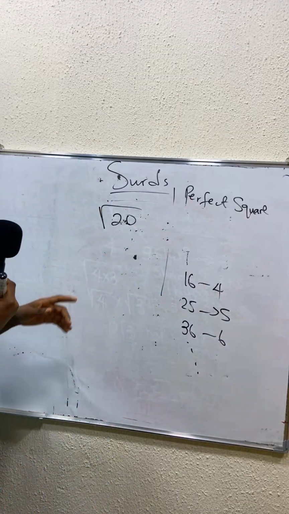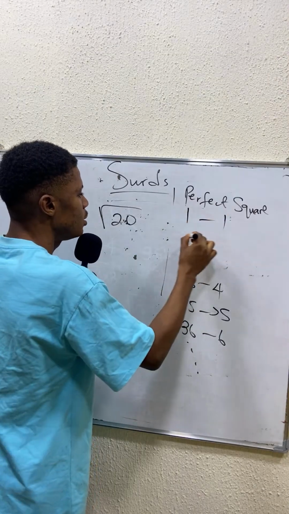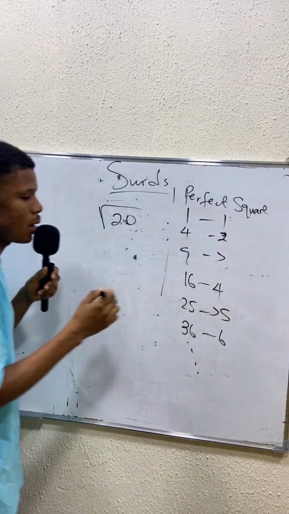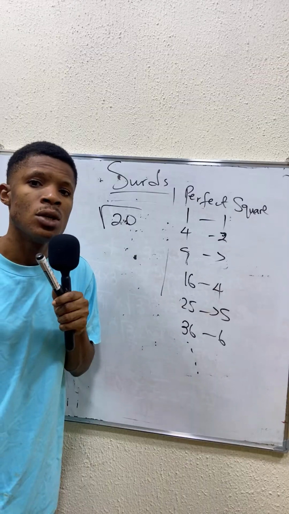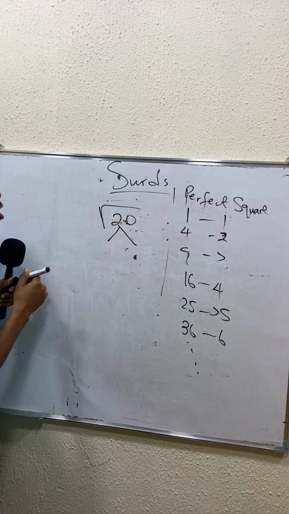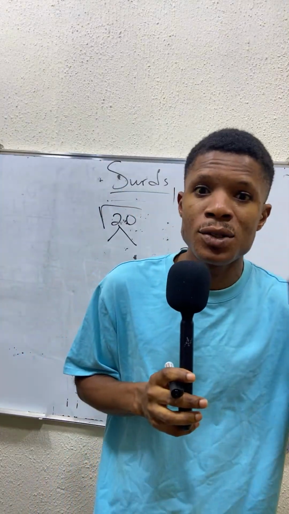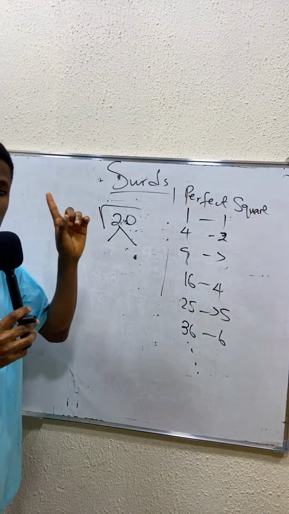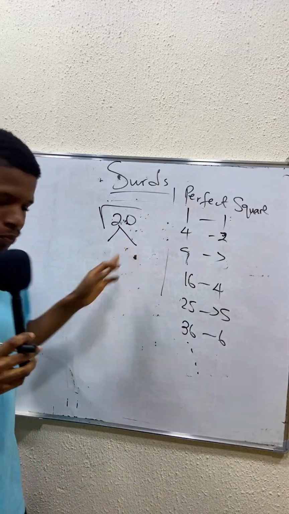Okay, so the next one is root 20. What do we do? Let me write this. 1 is 1, 4 is 2, 9 is 3. To do this, it is very, very simple. I'm going to think of two numbers, the two factors of 20 that multiply to get exactly 20, but the condition is that one of the numbers must be the highest perfect square that can be gotten.